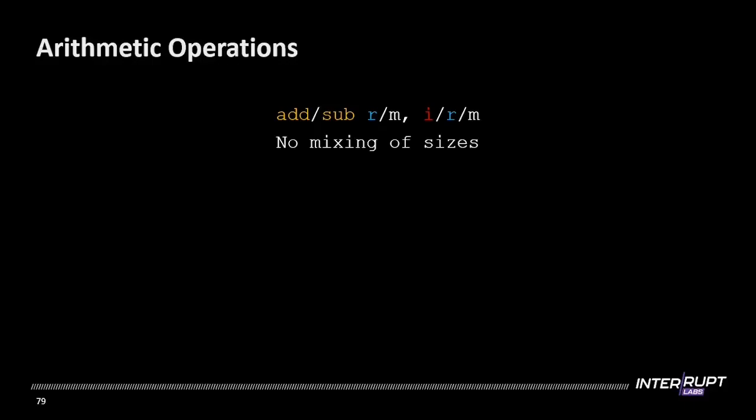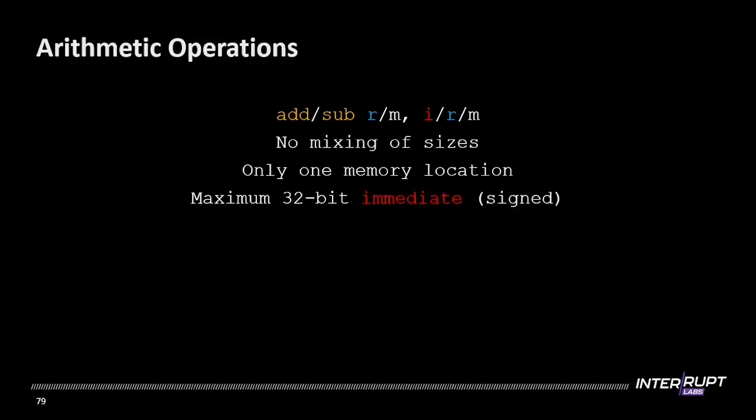A few notes, and these apply to most instructions. First, you generally can't mix operand sizes, so you couldn't add a 32-bit register to a 64-bit register, for instance. Second, you're generally only allowed one memory location operand, so it's fine to subtract a register from a memory location or a memory location from a register, but you can't subtract a memory location from a memory location. And third, immediates are generally limited to 32 bits, and they're sign extended to the size of the other operands.